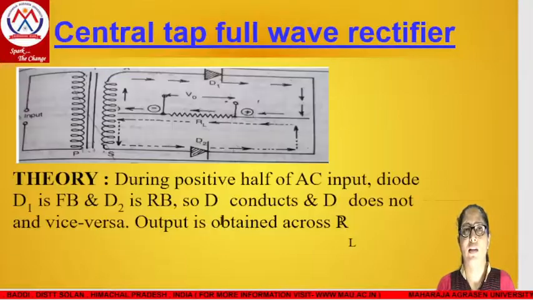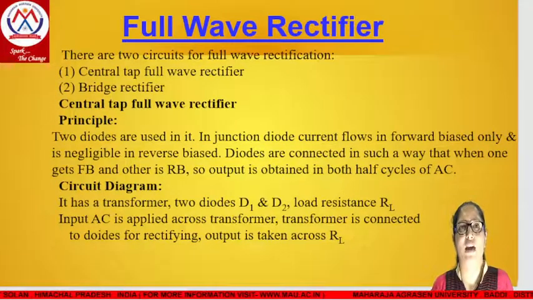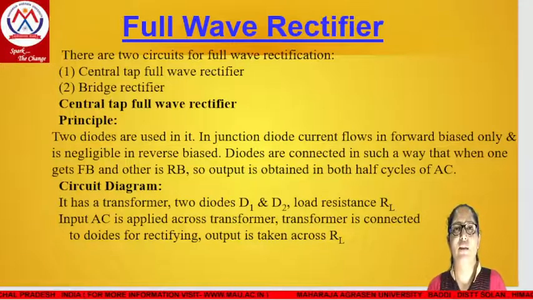So next we have full wave rectifiers with us. There are two types of full wave rectifiers. One is the center tap full wave rectifier and the second is the bridge rectifier. In the case of the center tap full wave rectifier, we use two diodes in it.